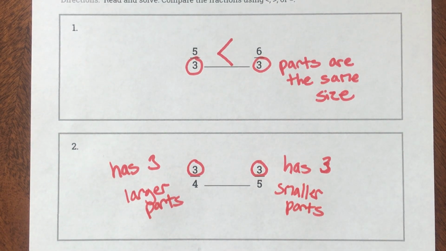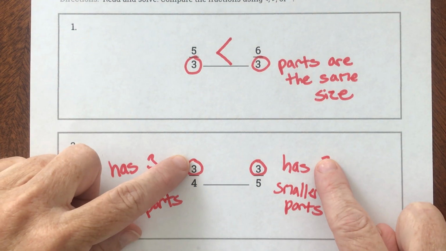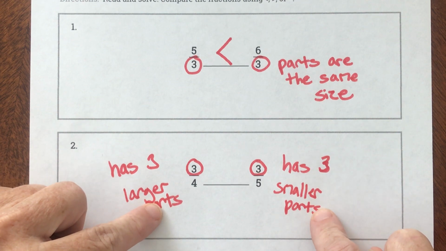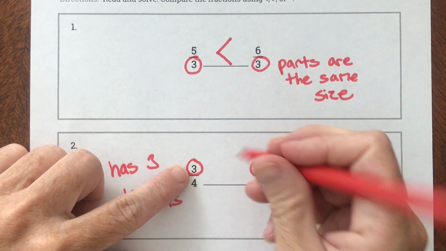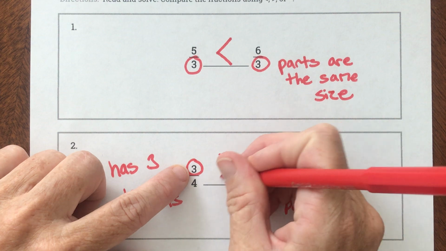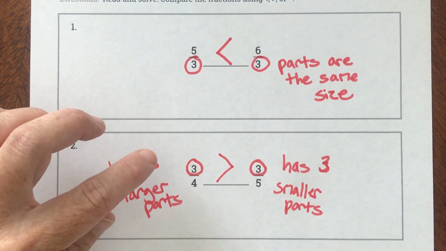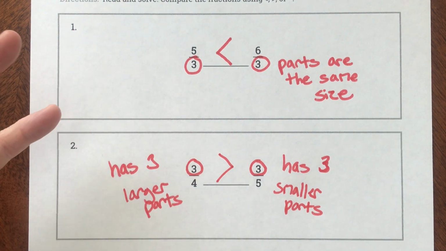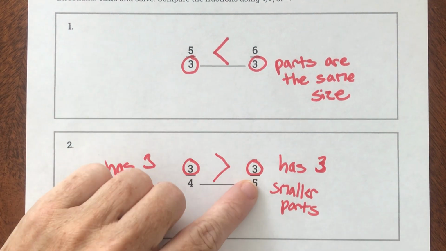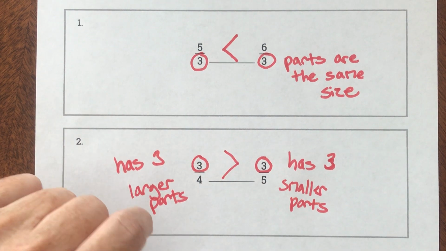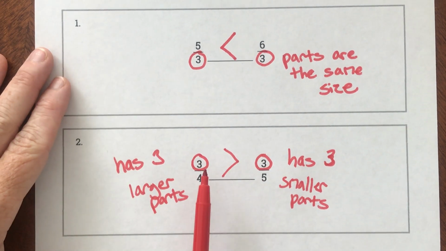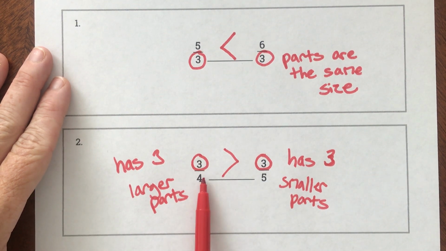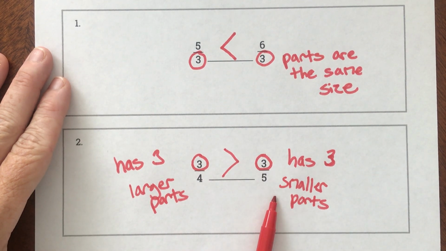So both people have 3, but this is 3 larger parts and this is 3 smaller parts, which means that this person has more. Even though they both have 3 slices of pizza, this one the pieces are larger than this person's. So they actually get more pizza. The way I would read this would be 3/4, and that does not look like an L, so that's greater than. 3/4 is greater than 3/5.